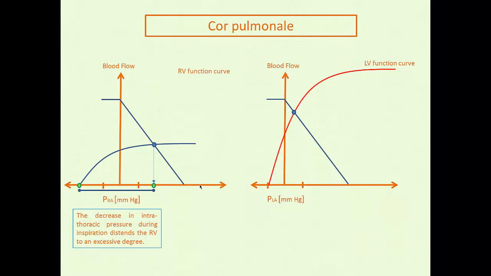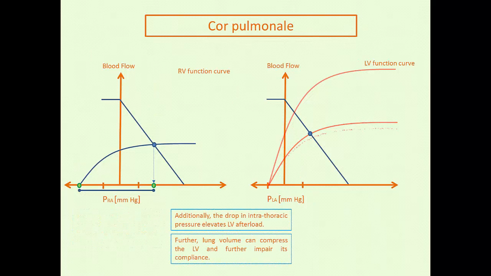Nevertheless, in cor pulmonale with a spontaneous inspiration, the right ventricle will dilate. You may have worsening right ventricular afterload as lung volume increases. And what that will do is, during inspiration, you'll impair left ventricular compliance, shift the curve down and to the right, and drop left ventricular output during inspiration from here to here, as we just saw. So the drop in intrathoracic pressure can elevate left ventricular afterload.